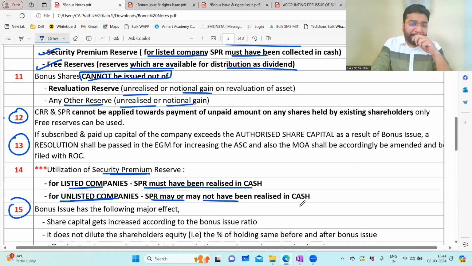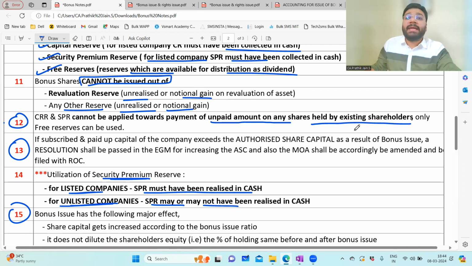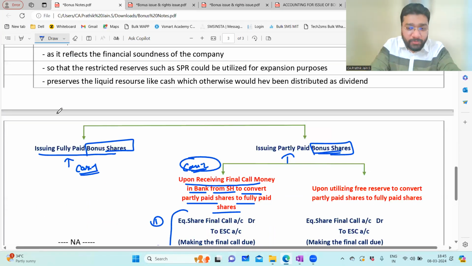So here comes point number 12. If there is any unpaid amount on shares held by existing shareholders. So 10 rupees is the face value, 8 rupees is called upon and paid up. So what is the unpaid value? 2 rupees. So for the unpaid amount of 2 rupees on any share held by the existing shareholders, what can you apply? Only free reserves can be used. CRR, capital reserve, and SPR cannot be used. Right? So let's see the journal entry for this.